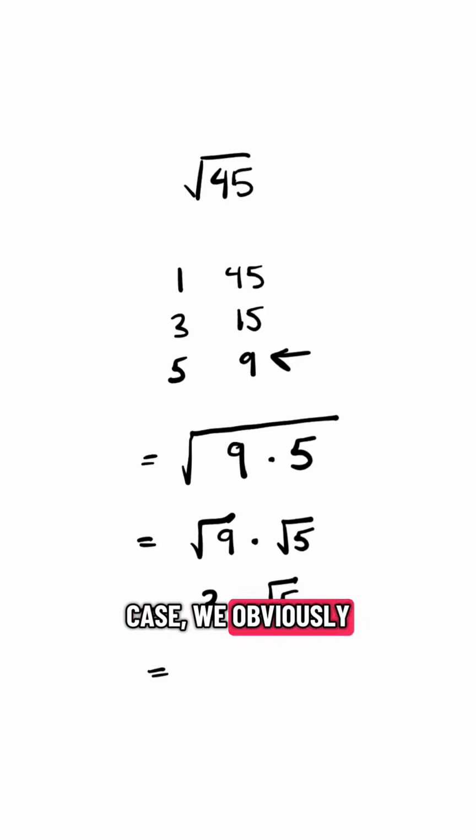So in this case, we obviously cannot simplify the 5 further. So we're just going to leave this as 3 times the square root of 5. And that would be our final answer right there.